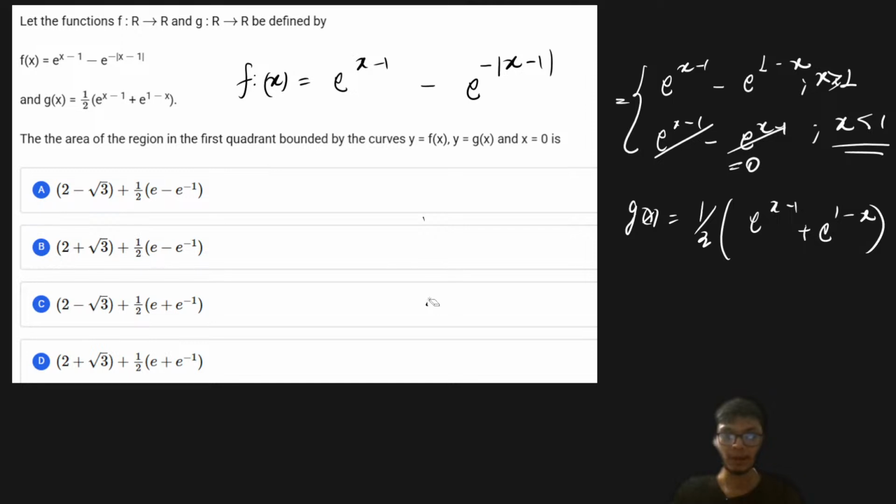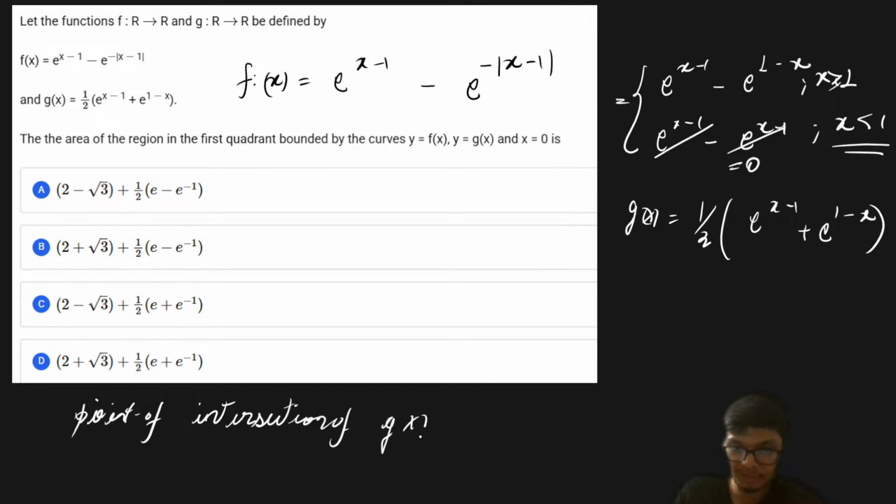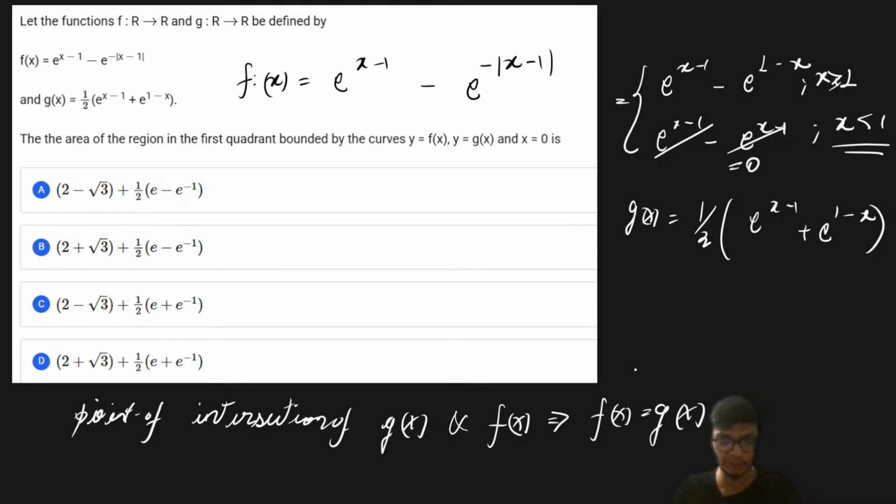What I'm interested in is finding the points of intersection. So let us try to find the point of intersection of g of x and f of x first of all. For the point of intersection, I will equate f of x to g of x, and I will take the interval x greater than 0, sorry, greater than 1, right?